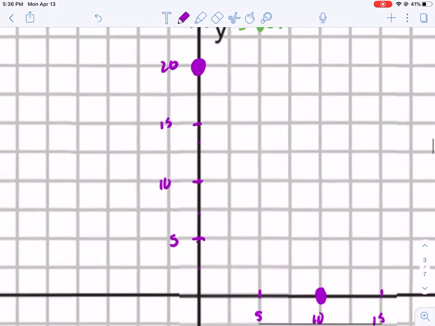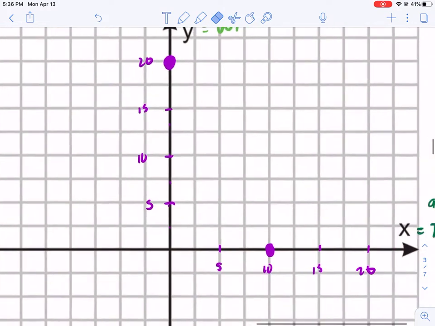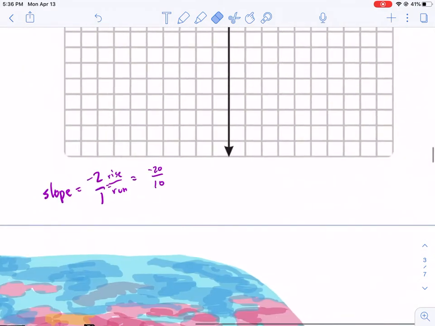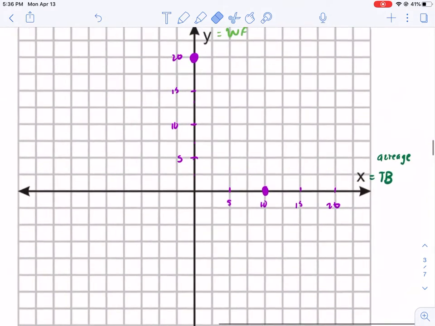The reason why I'm doing this and not going 2 is because I didn't draw the tick marks to be exact here, so I don't know exactly where 2 over 1 is, but if I go down 20 and over 10, I know that's the same ratio as -2 over 1, so I can do that. So just to show that again, I went down 20, and I went to the right 10. Okay, that's all I did there, just to clear things up.